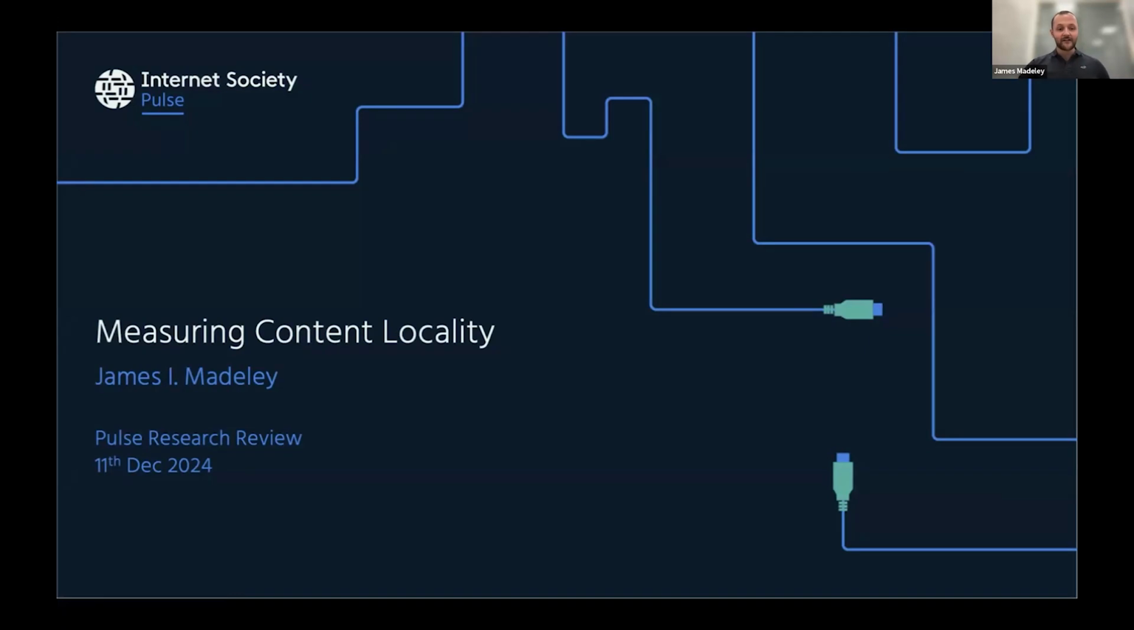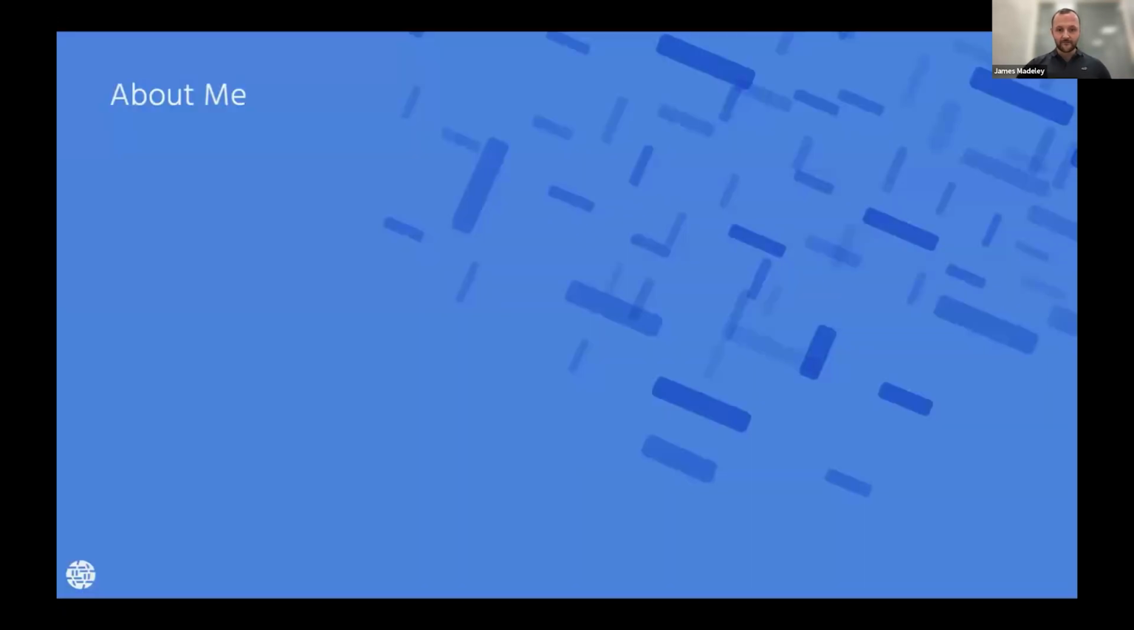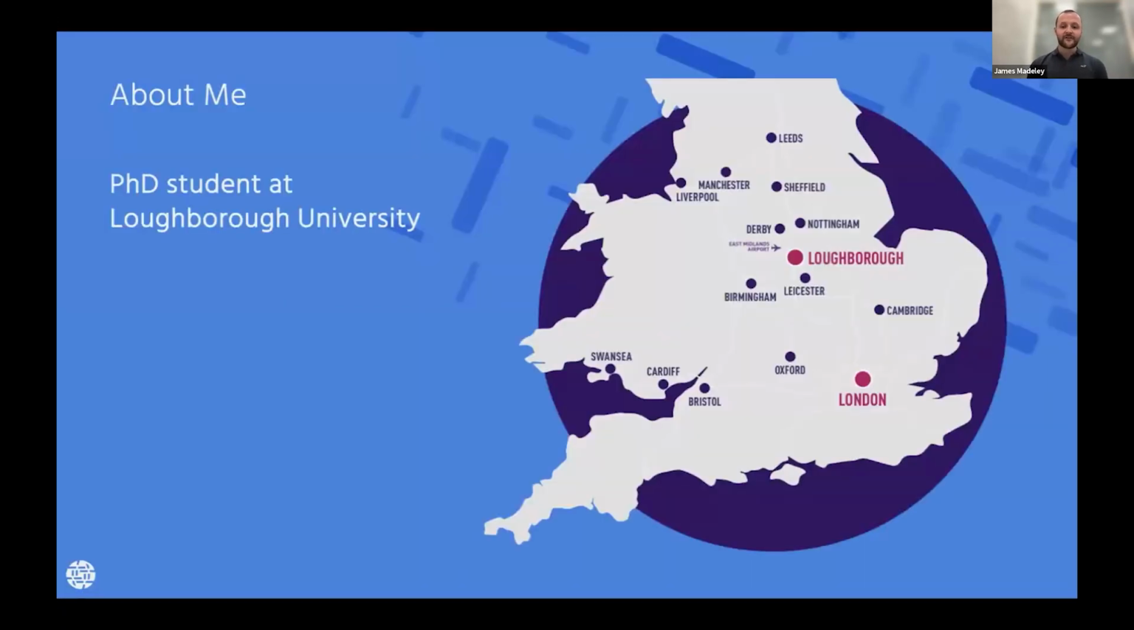My name's James, and I am a PhD student at Loughborough University. That map is there just because the first question everyone asks about Loughborough is where is it? So it's right in the centre of the UK.